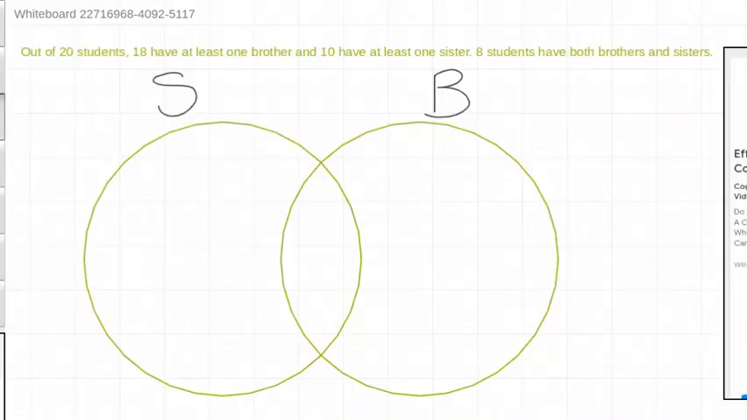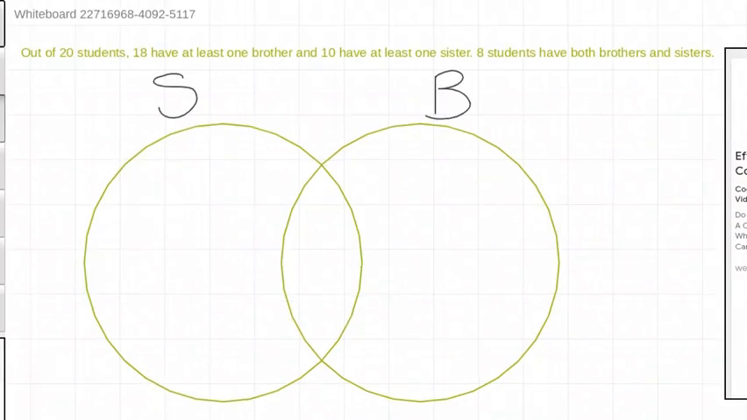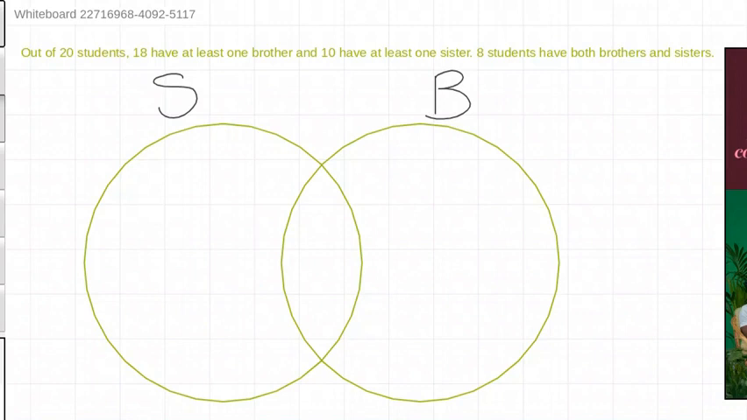Now we can look at Venn diagrams and determine how many people belong in each section. But let's see if we can work backwards. Out of 20 students, 18 have at least one brother and 10 have at least one sister. 8 students have both brothers and sisters. So we know that 18 have at least one brother and 10 have at least one sister.